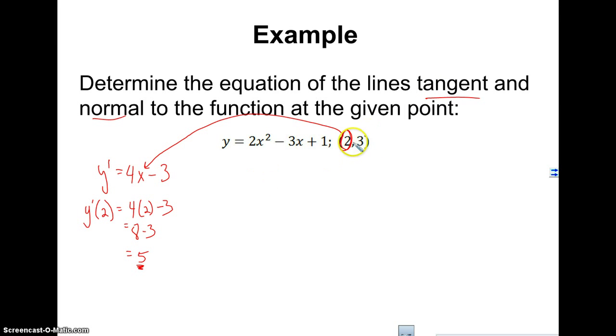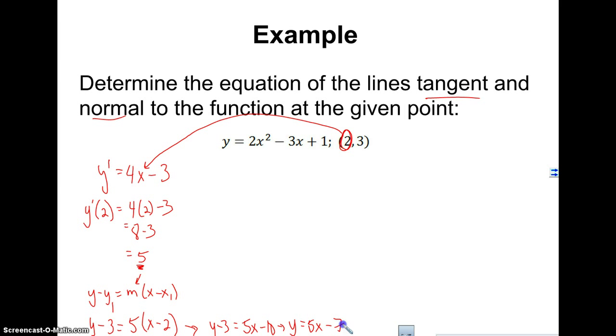If I wanted to find the equation of the tangent line, which is what I want to do, I'm going to use the point-slope form, y minus y1 equals m times x minus x1. So I'm going to plug in y1, which is 3, m, which is 5, we just found m, and x1, which is 2, and this is our equation. Now we can simplify that if we wanted to. y minus 3 equals 5x minus 10. So in slope-intercept form, that's y equals 5x minus 7. All right, so this is the equation of the tangent line.